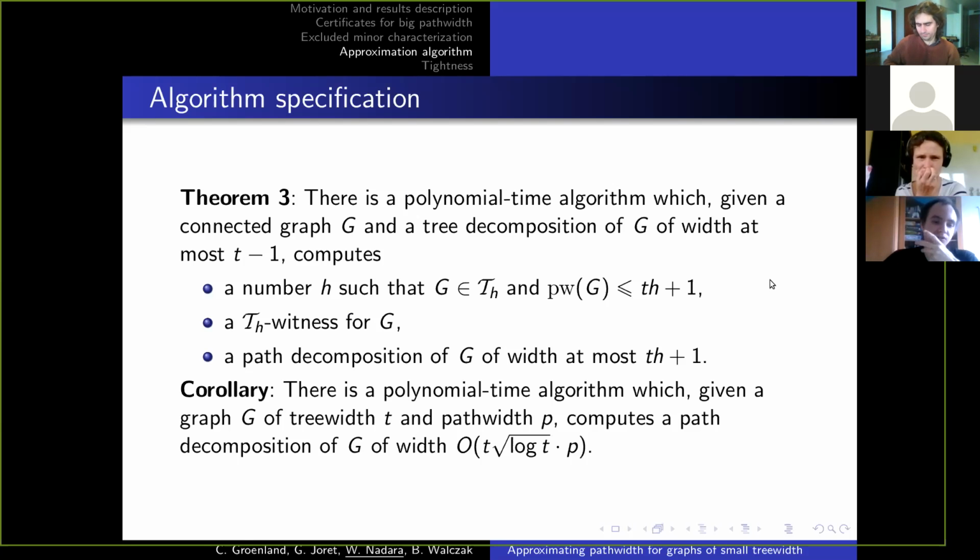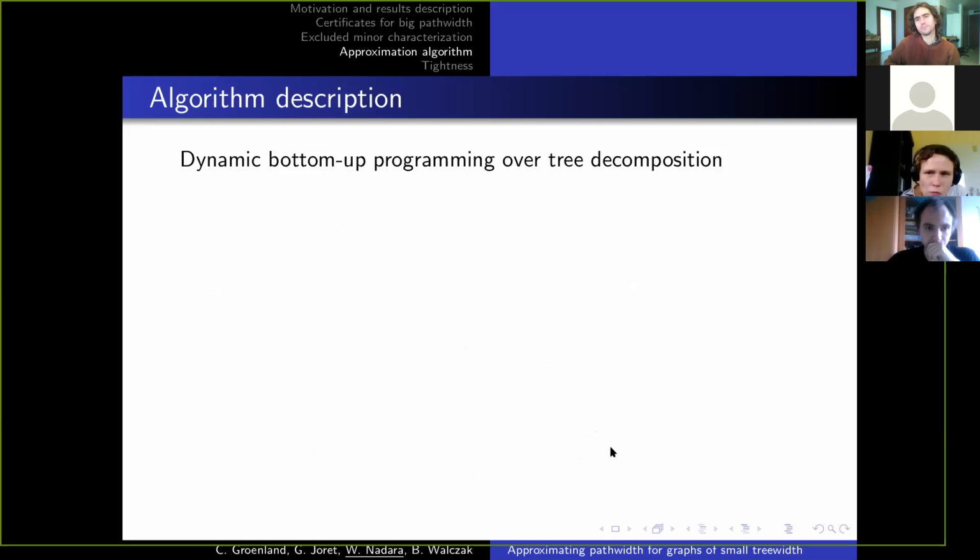A corollary that I mentioned before as well is that if we connect this theorem with the well-known approximation for treewidth, we get an approximation for pathwidth. This path decomposition is of width t·√(log t)·p, or in other words, it's a t·√(log t) approximation of pathwidth. We'll do this by bottom-up dynamic programming over the tree decomposition.